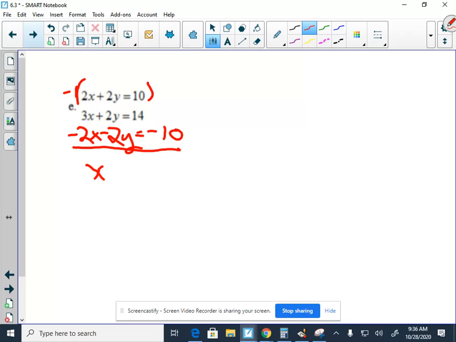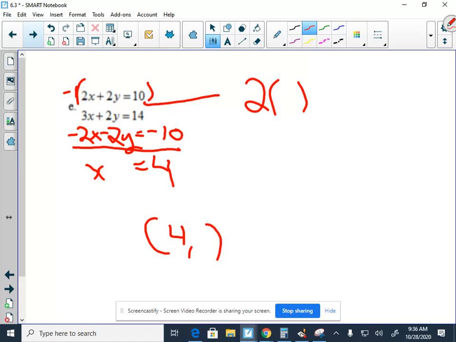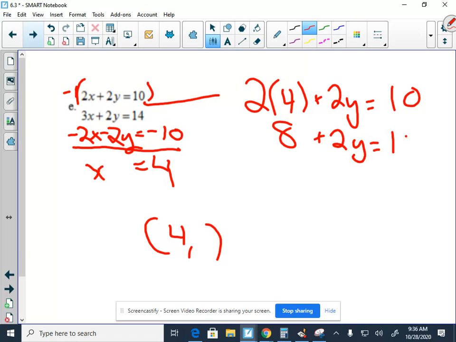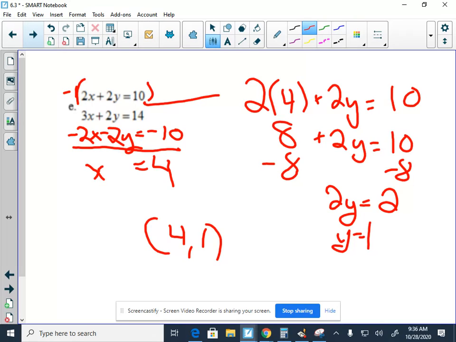3x minus 2x is 1x. And x is 4. So we're close. 4 comma something. Let's take it and put it back in. Again, I'm going to put it in the top equation, the 2x plus 2y, the original, equals 10. If I put in the 4, I get 8 plus 2y equals 10. Subtract 8 from each side. If you divide by 2, you should get y equals 1.